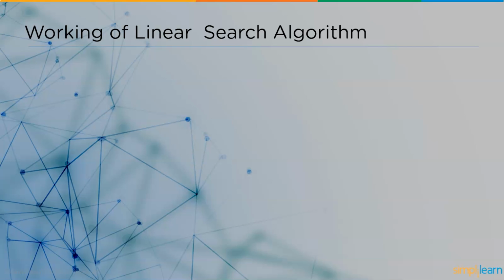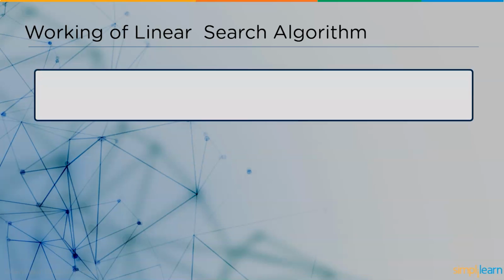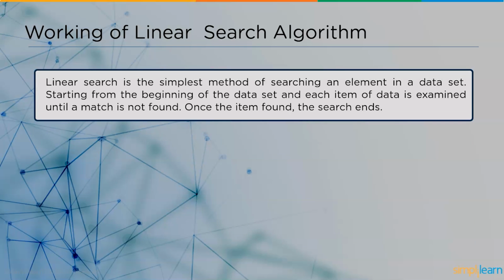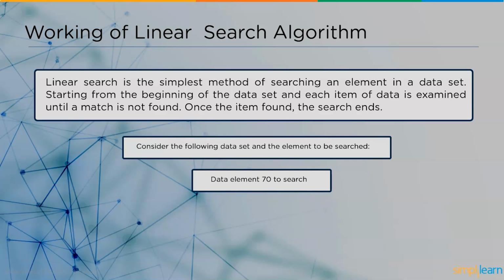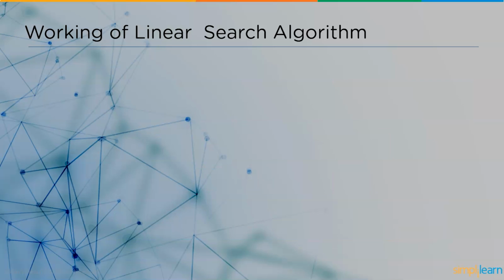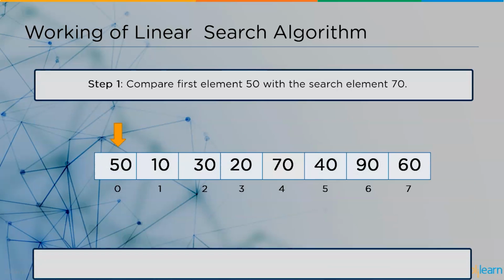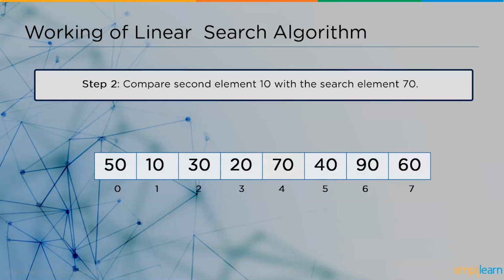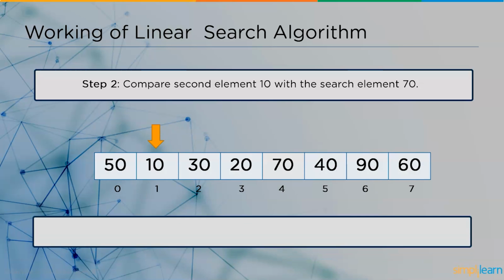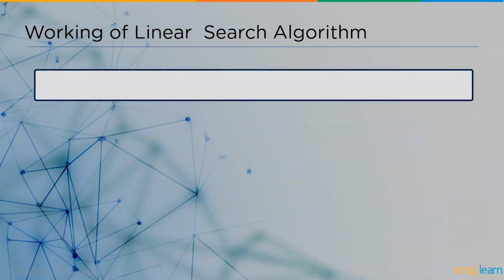The simplest method of searching a data collection is the linear search. Starting from the beginning of the dataset, each element is examined until a match is found. The linear search is completed after the item has been located. In the first stage, we compare the first element, that is 50, to the searched element, that is 70. We will go on to the next element because 50 and 70 do not match. We will compare the second element, which is 10, to the search element, that is 70, in the next step. And once more there is no match found.